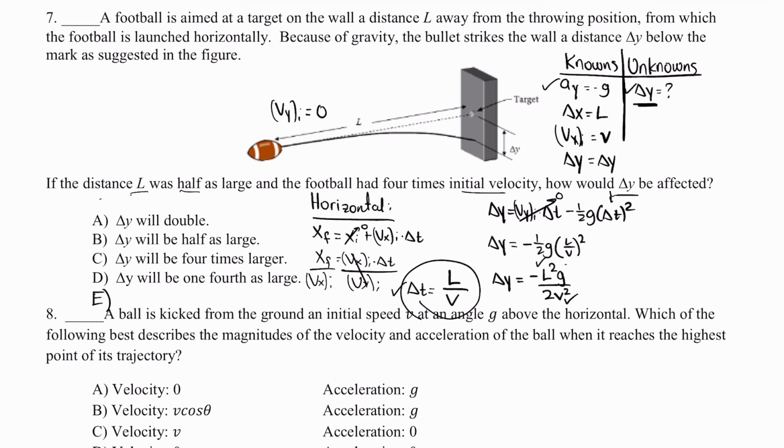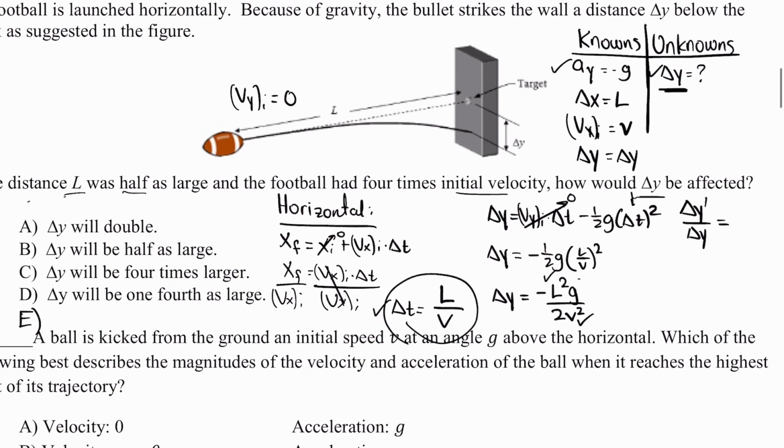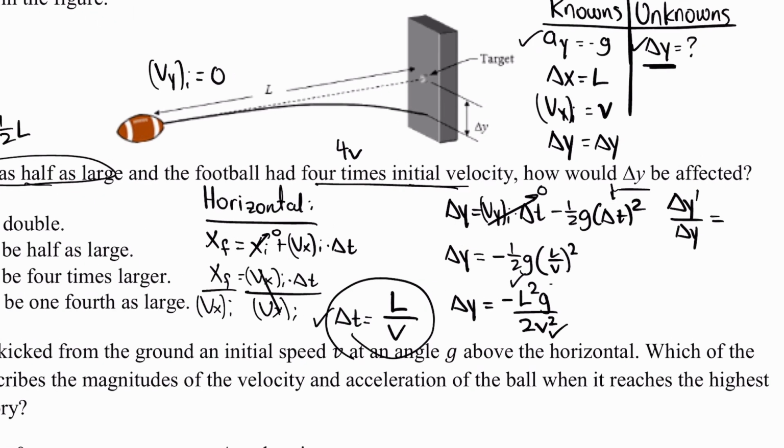So in order for me to find how this delta y changes, I need to find the ratio delta y prime over delta y. Remember, my delta y prime is going to take all my changes into consideration. What I'm doing is that my distance L was half as large, so I'm looking for half L and 4 times the initial velocity, 4v. That's what I'm going to plug in for L and for v.